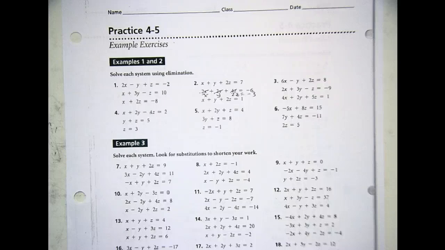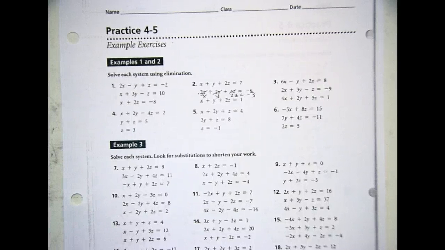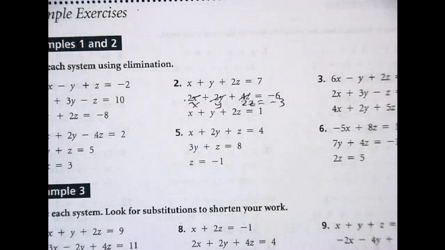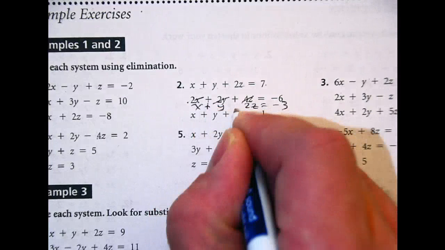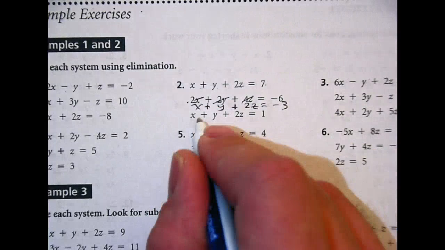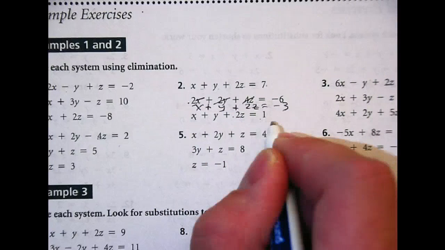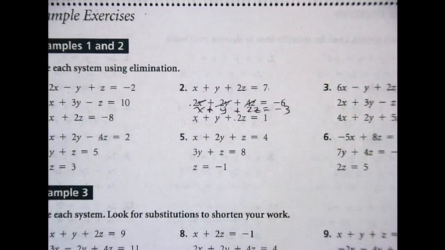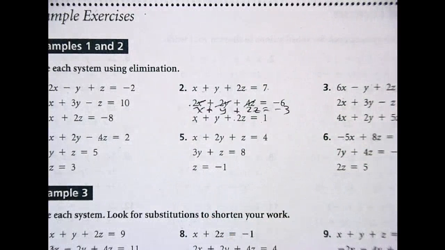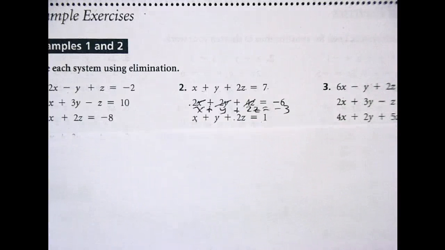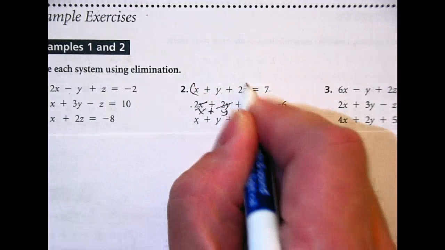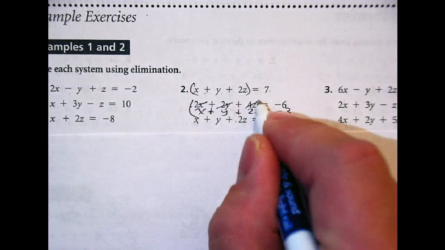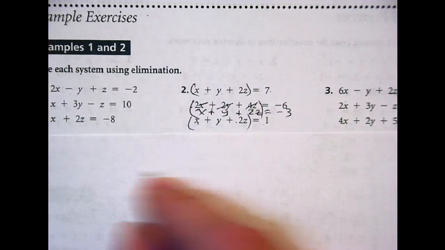Okay? So if you're looking at number two. This says x plus y plus 2z equals 7. This says x plus y plus 2z equals negative 3. This says x plus y plus 2z equals 1. Tell your neighbor what's wrong with that. That would be the same as 7 equals negative 3 equals 1.